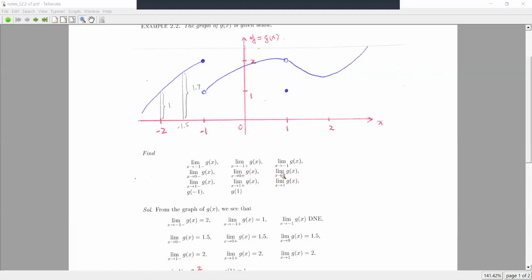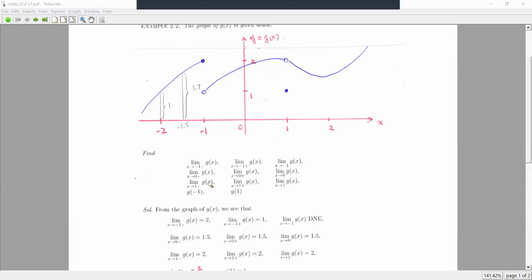The next limit is a both-sided limit. X approaches 0. No matter how x approaches 0, the graph always approaches this point, 1.9. So the both-sided limit is 1.9. Now, this limit, x approaches 1 from the left side.